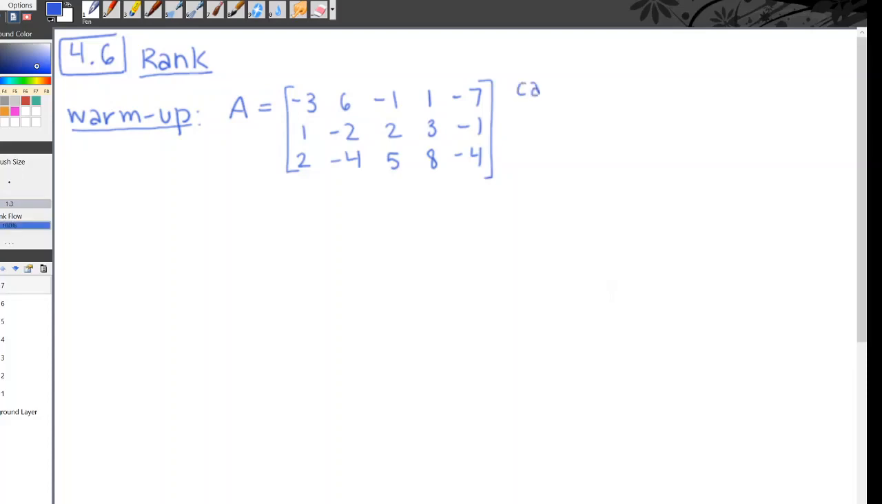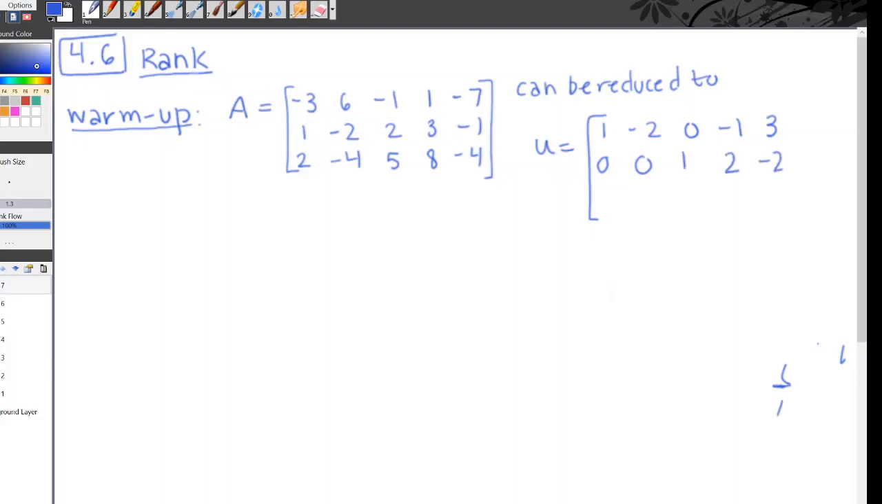Okay, so let's say that this is our matrix, and let's say that this can be reduced to an echelon form matrix using row operations, and the echelon form is going to be 1, negative 2, 0, negative 1, 3, 0, 0, 1, 2, negative 2, and then the last row is all zeros.